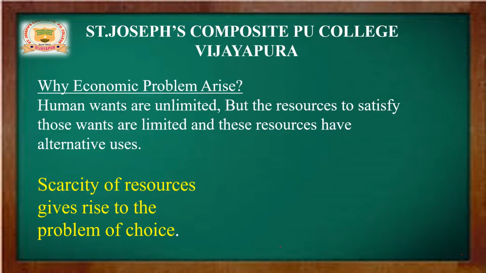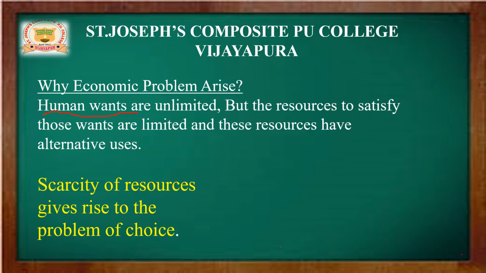So we already discussed why the economic problem arises. For what reason will the economic problem arise? You already know that human wants are unlimited. There is no limit. If you have enough money, you still desire more money. If you have enough jewels, you still want more and more jewelry.